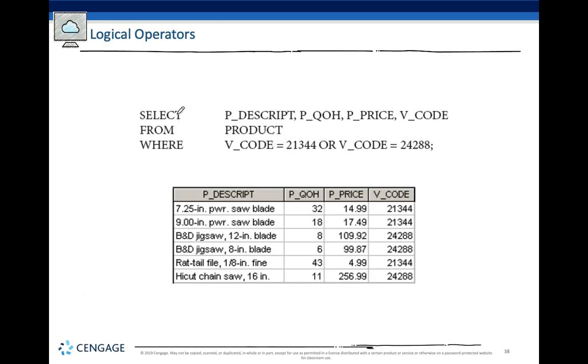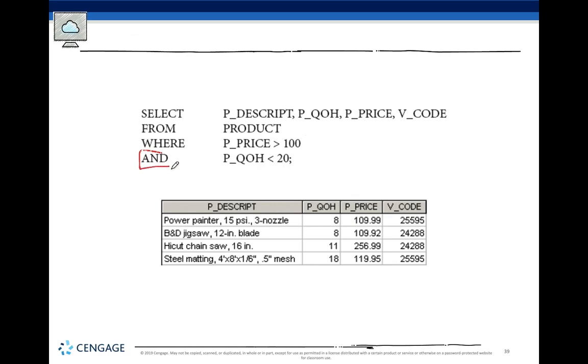So here's an example of an OR operator, right? In this case, we're saying, give me product description, quantity on hand, price, and vendor code from the product table for these two vendors. Both of these vendors. So where V code equals 21344 or V code equals 24288. Right? So we get back data on both the vendors.